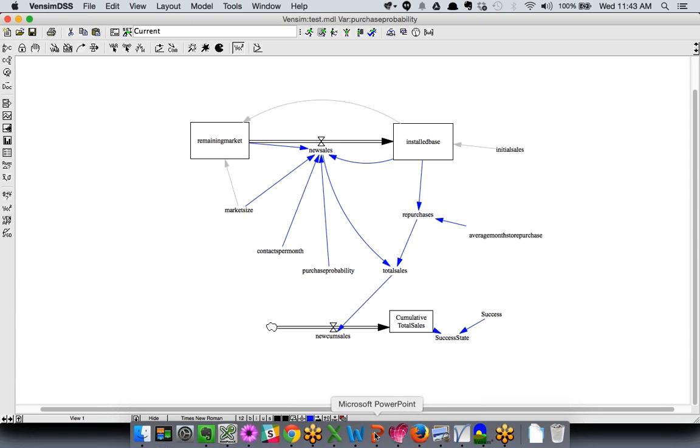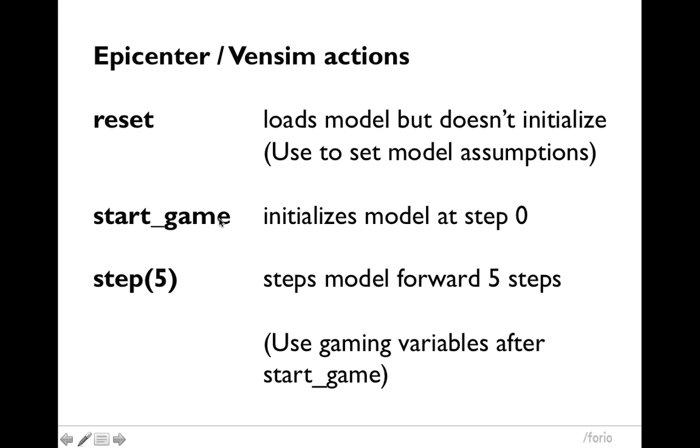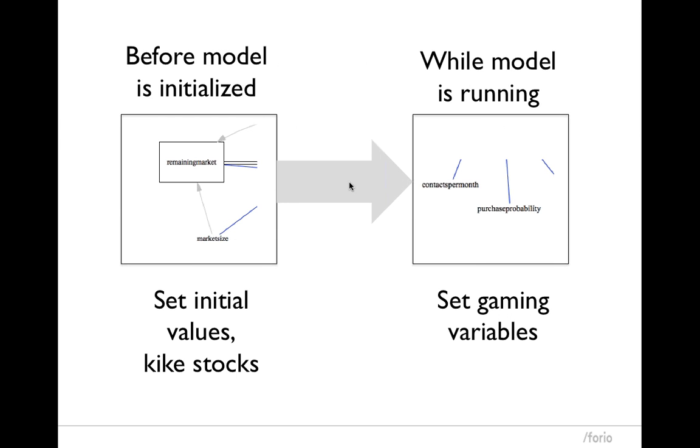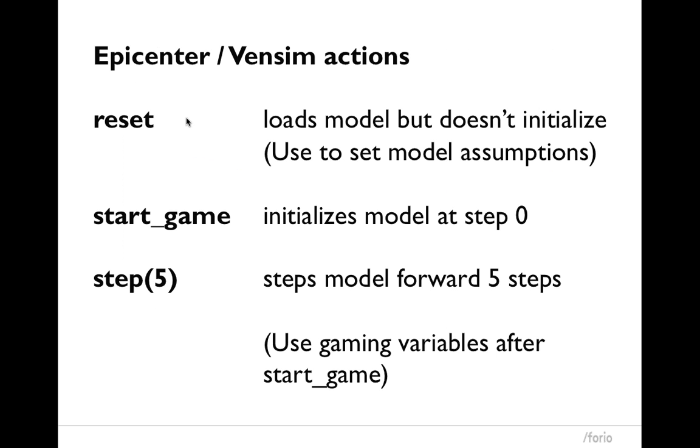And if I go back here, what you can see then is there's really different states in the model that we want to be able to do. We want to be able to set gaming variables for things that change as the model is running, but we might also want to change initial assumptions in the model, and we do that before the model is initialized. And that creates essentially two different states that are running in a Vensim model.